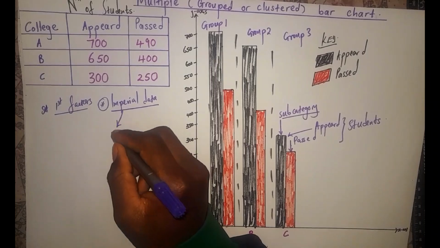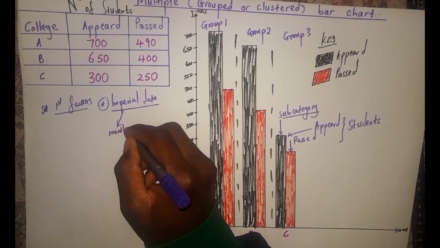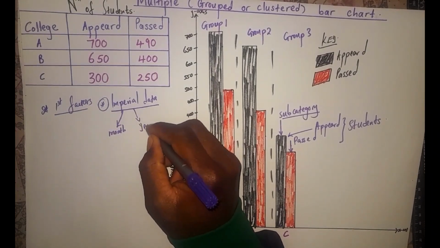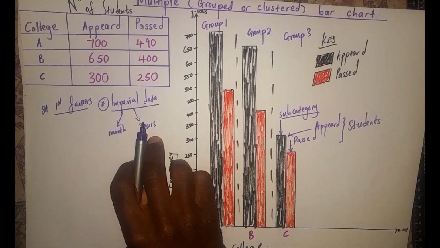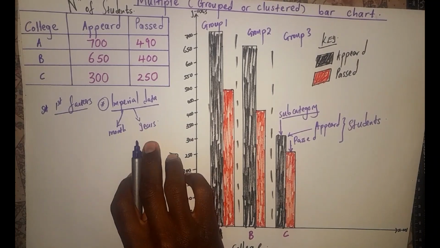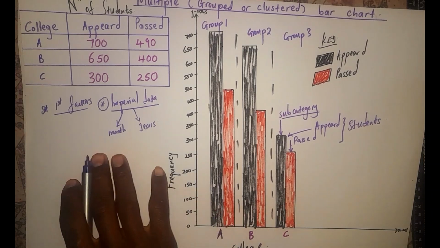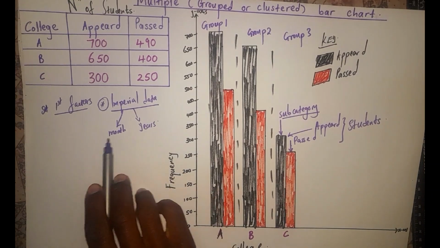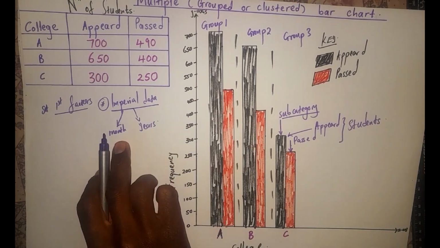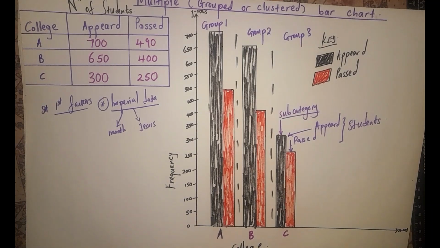Ordinal data is data like months, which has a natural order and shows trends over a period of time. If you have data like this, we usually take that variable as the first variable, and the first variable is the one plotted on the horizontal axis.